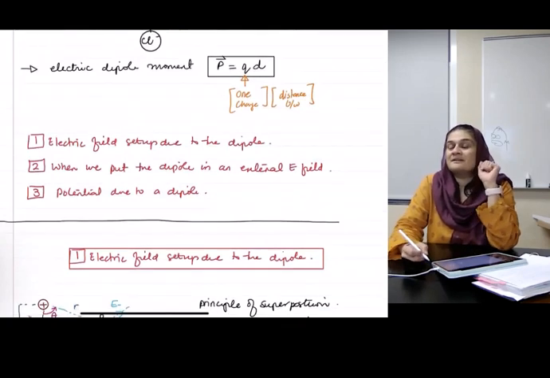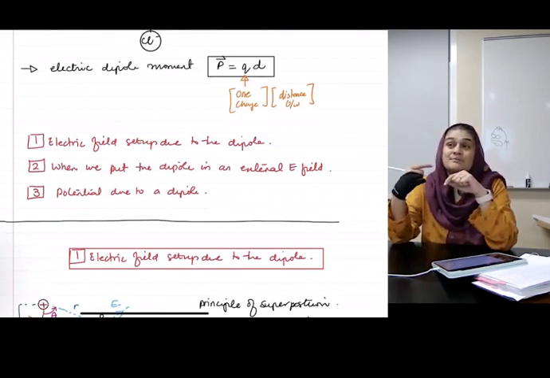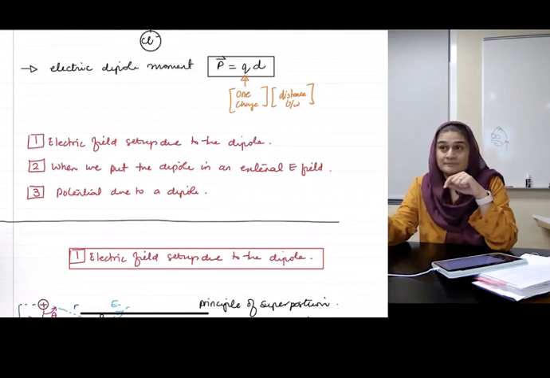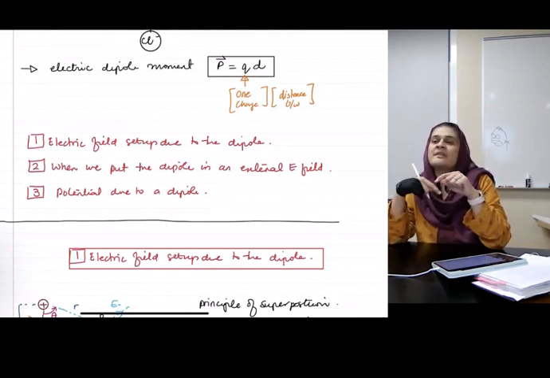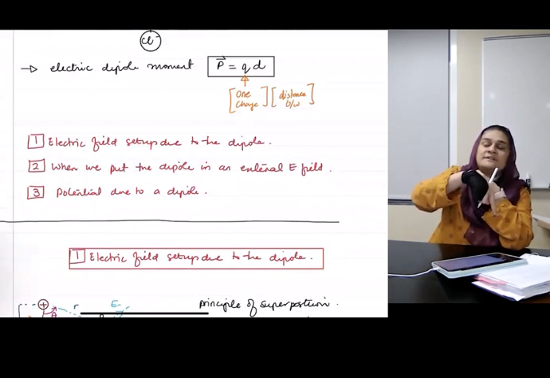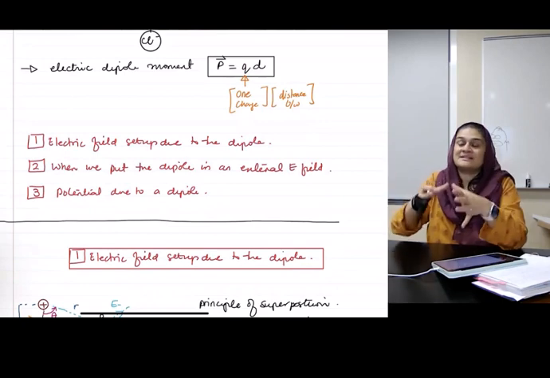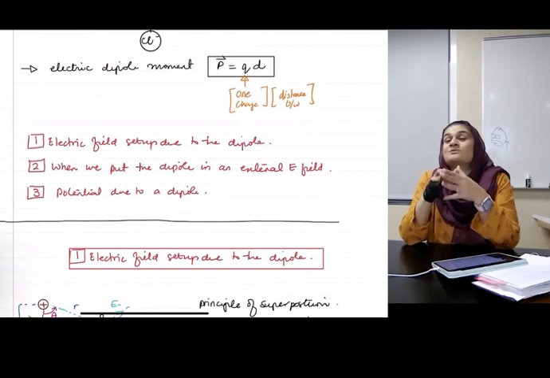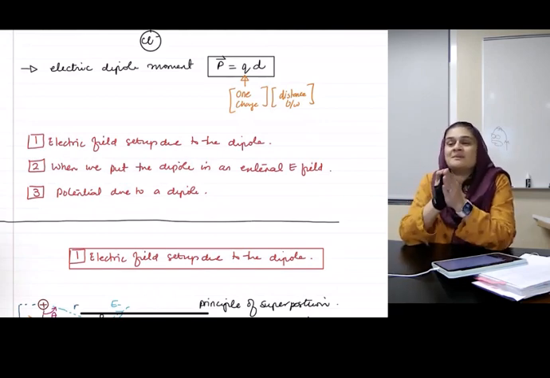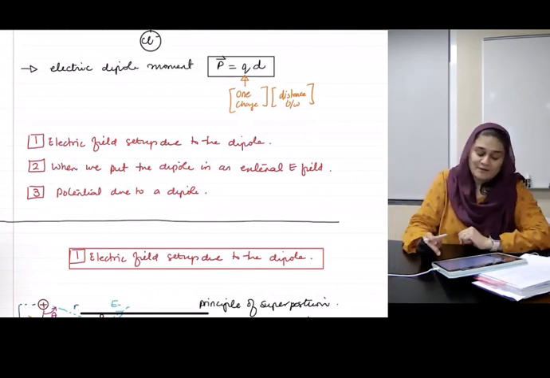Out of those, we did the first one the other day, and that was the electric field that was set up due to a dipole. Now, the number two thing that we're going to do is what happens when we put the dipole in an external field. What does that dipole experience? Okay, so that's the other thing. And the last thing is, what is the potential that develops due to a dipole? So those are very mathematical calculations, but I think it's going to be very good for us to see it once. Okay, so here it goes.